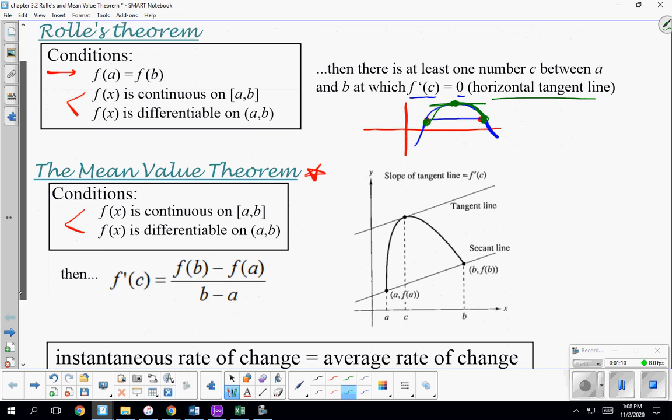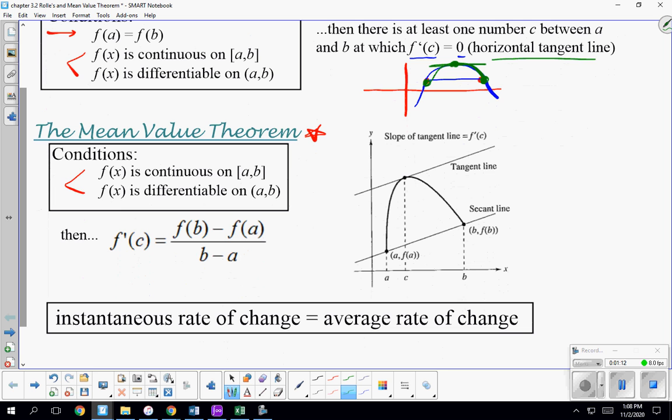The mean value theorem works for any slope. So it doesn't have the condition that the y values have to be the same. But what it says is that our slope and our derivative have to be equivalent at least once in my interval. And so to explain that, think of like driving on the freeway.